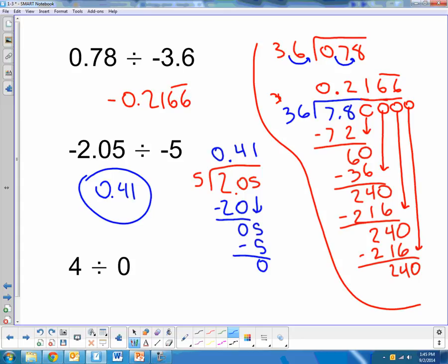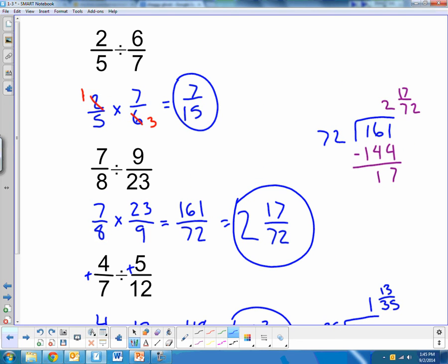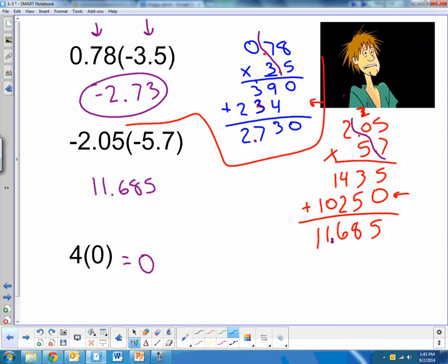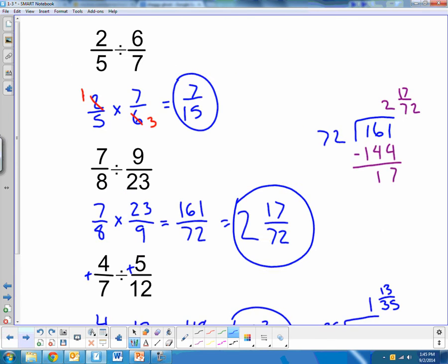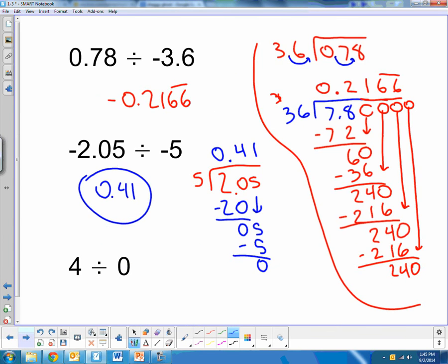And the last one, 4 divided by 0. Now this is where it gets a little bit tricky. 4 times 0, there's Shaggy, scared again. 4 times 0 is 0. Anything times 0 is 0. 4 groups of 0 is still nothing.